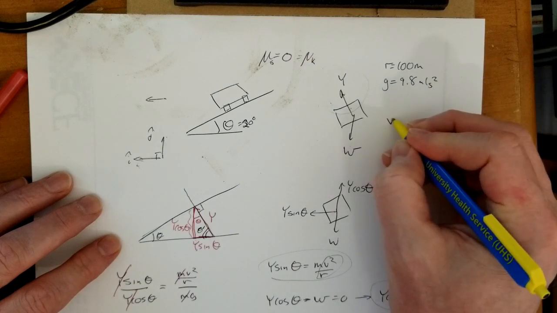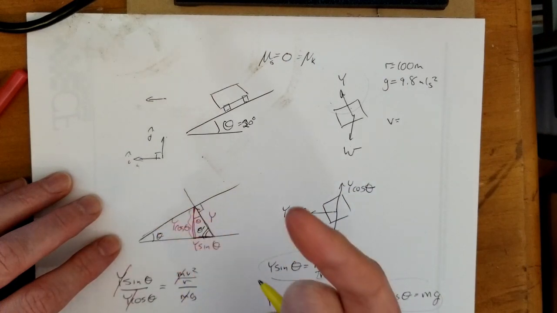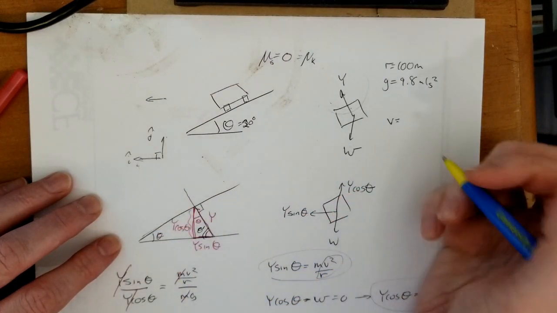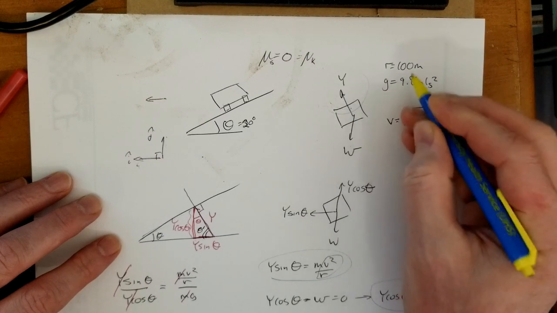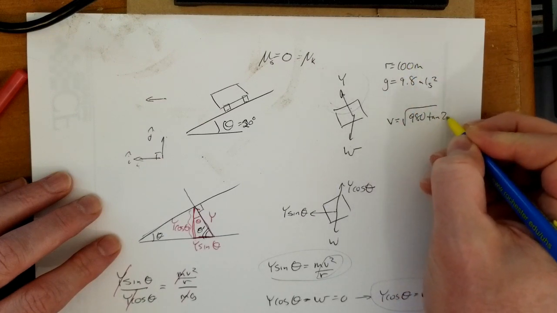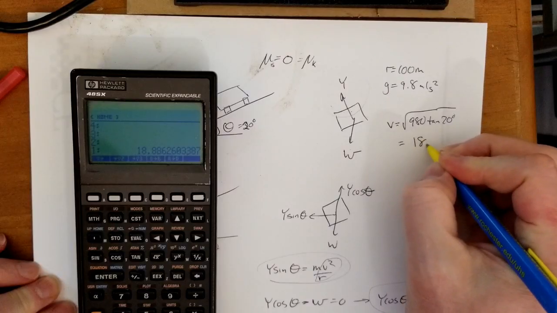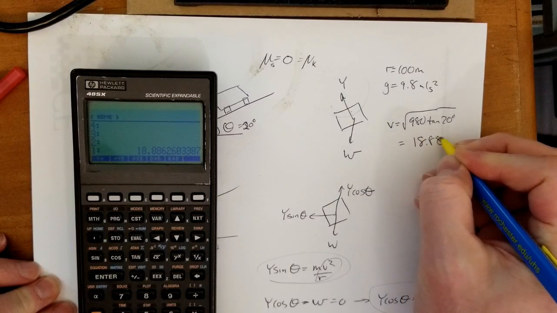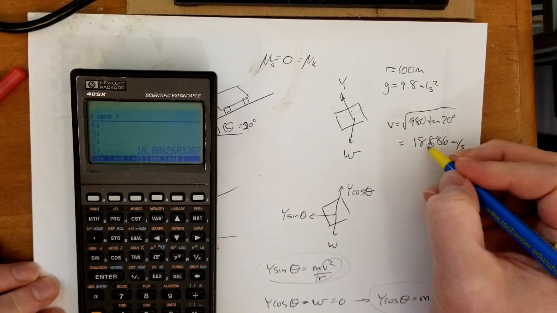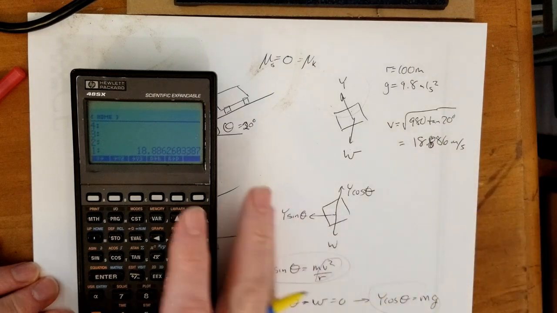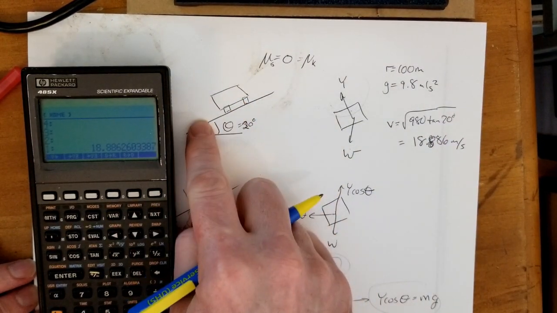And so the maximum, or the ideal speed to basically cruise around this curve without sliding up or down the track is going to be the square root of 980, that's gr, times the tangent of 20 degrees, which is 18.886 meters per second. So travel faster than that, you'll start to slide towards the top of the ramp. Travel slower than that, you'll start to slide to the bottom of it.